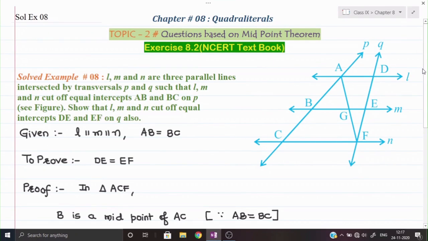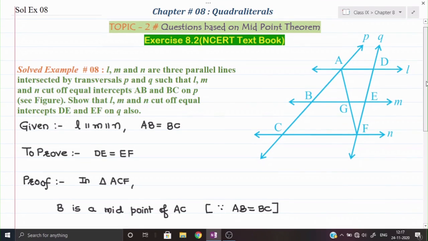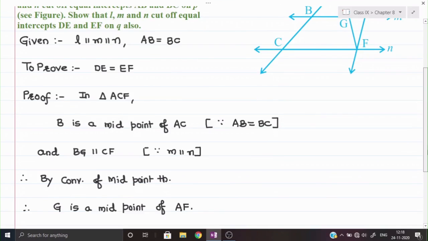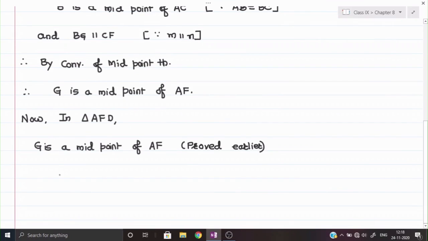Now see one thing we have written about this triangle AFD. Observe G is a midpoint of AF, and one more thing, GE is parallel to AD. How we can say GE is parallel to AD? I have told you earlier, L and M are parallel. That's why the part of L, that is AD, and part of M, that is GE, will be also parallel here. So we'll write down further, and GE is parallel to AD. We can say since L is parallel to M.